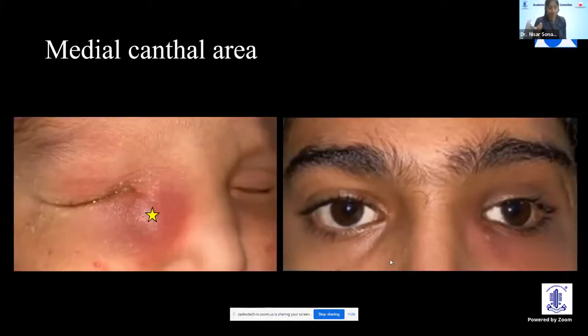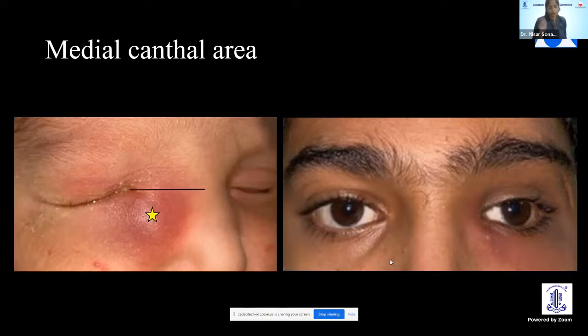Next, when we are inspecting, we must look at the medial canthal area as well. Why? Because yes, that is where the sac is. It lies in the lacrimal sac fossa. Any inflammation, any acute or chronic dacryocystitis, any lacrimal sac fistulas can often be missed. So that is one area that we must assess properly.